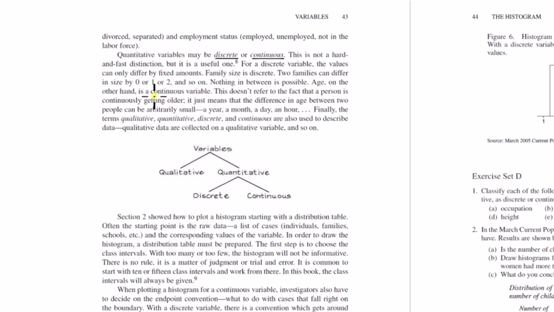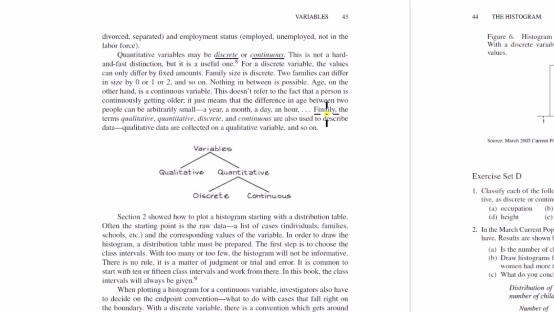But age, on the other hand, is a continuous variable because, it kind of depends on how you look at it, but no one puts on a doctor's office form, I'm 21.5 years old, but you could technically put I'm 21 years and a month old, or an hour old.